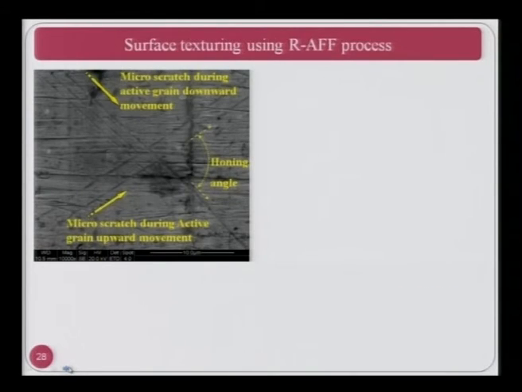Now surface texturing using the RAFF process; this clearly indicates surface texturing using the RAFF process. Micro sketch during active grain downward motion is in this particular direction, and micro sketch during active grain upward motion is given over there, and you can see here the angle of the cross hatch pattern is also given, the honing angle.